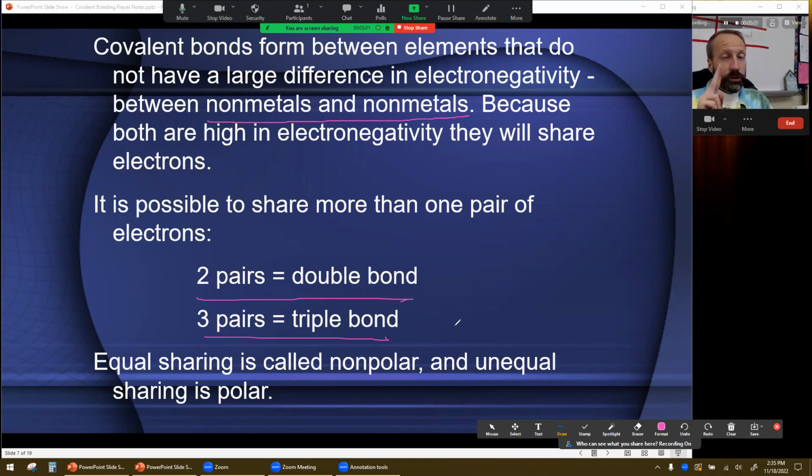1 pair, 2 electrons is a single bond. 2 pairs, 4 electrons total is a double bond. And 3 pairs, 6 electrons total is a triple bond. So please be sure that you're catching that they're going to share in pairs. As we draw these, we're going to have to be sure we're showing them as pairs because they are pairs, okay? Again, even with a double or triple bond, they do not have to share those equally, okay? Equal is nonpolar and unequal sharing is polar.